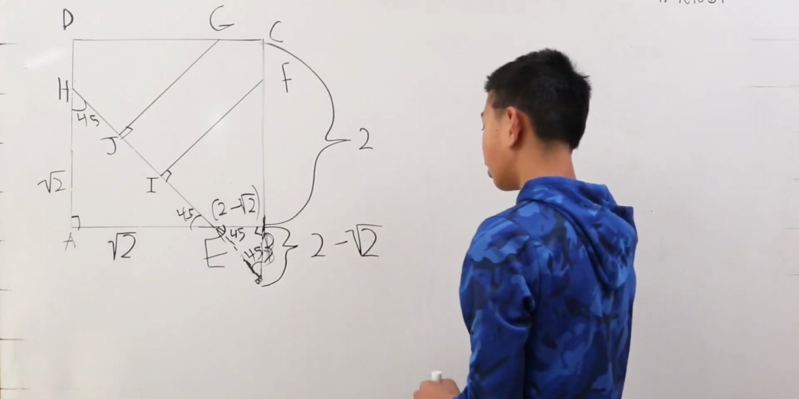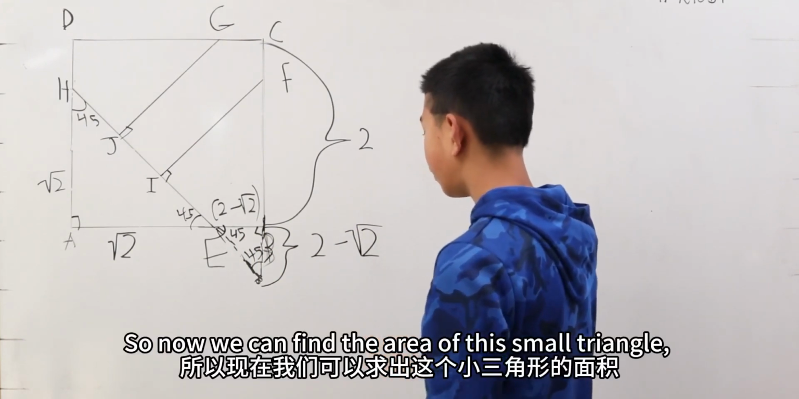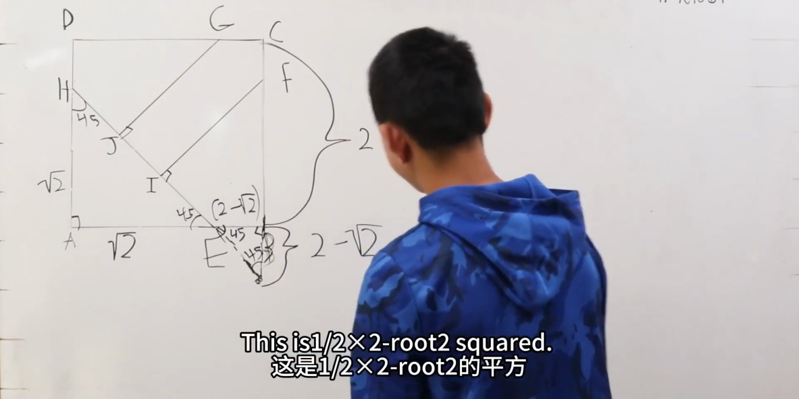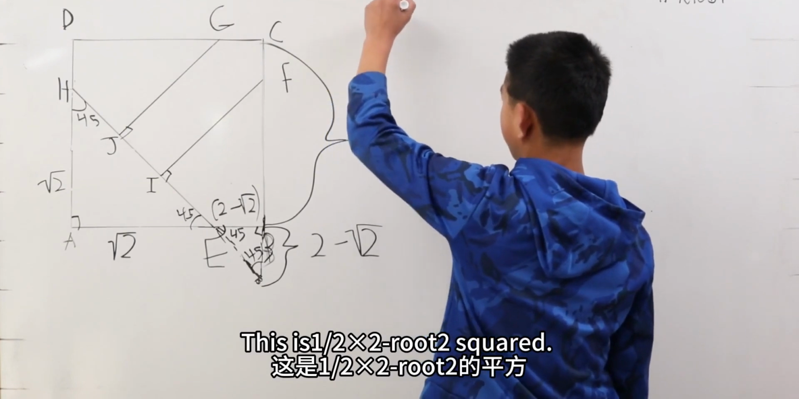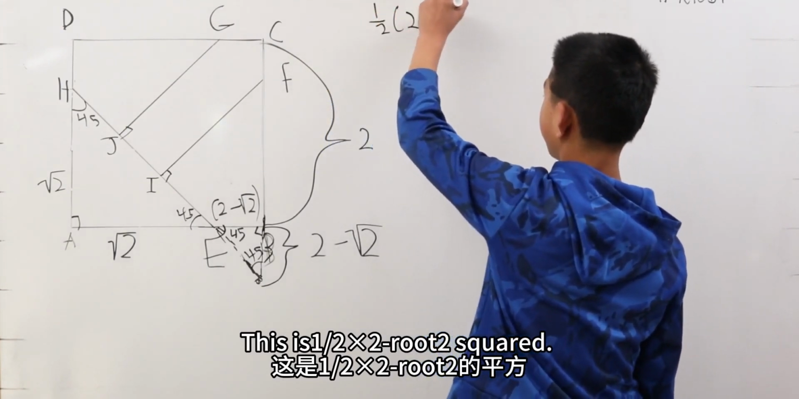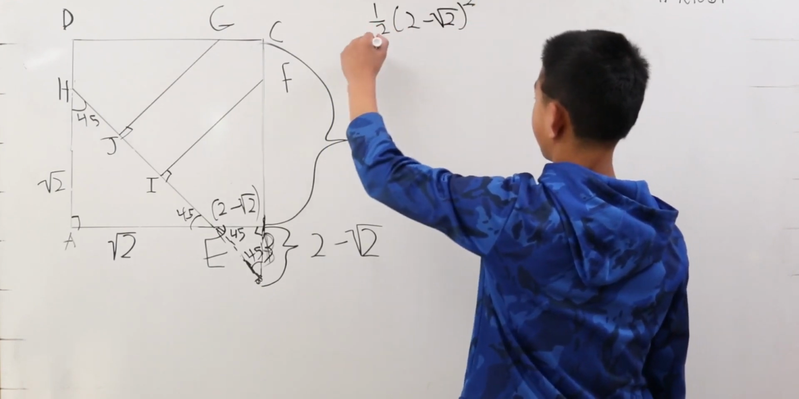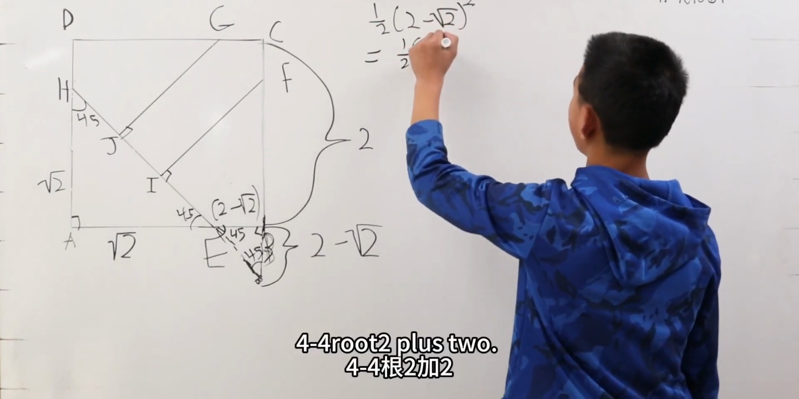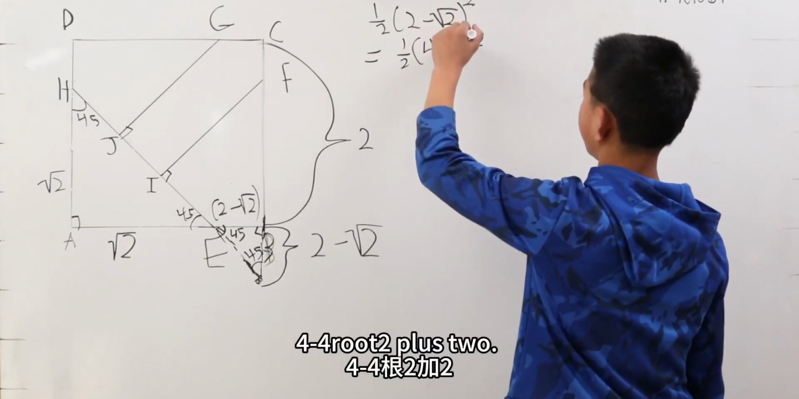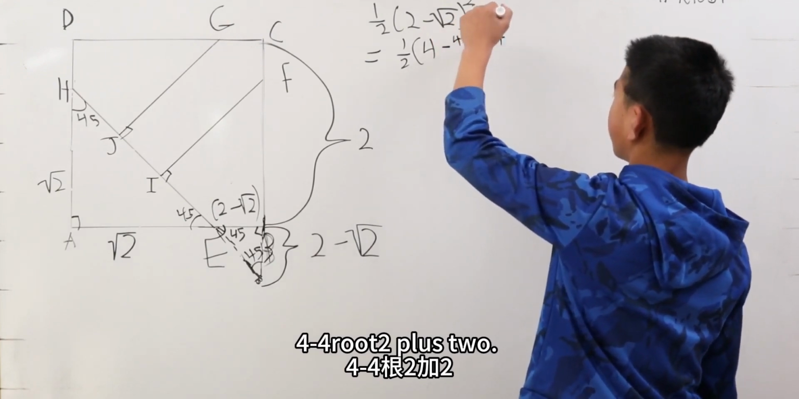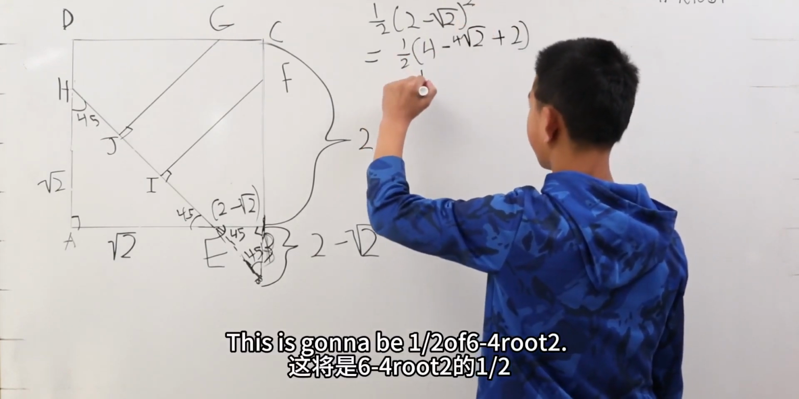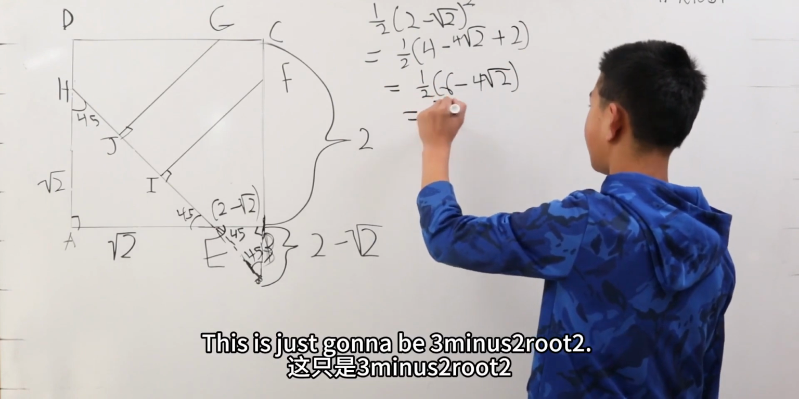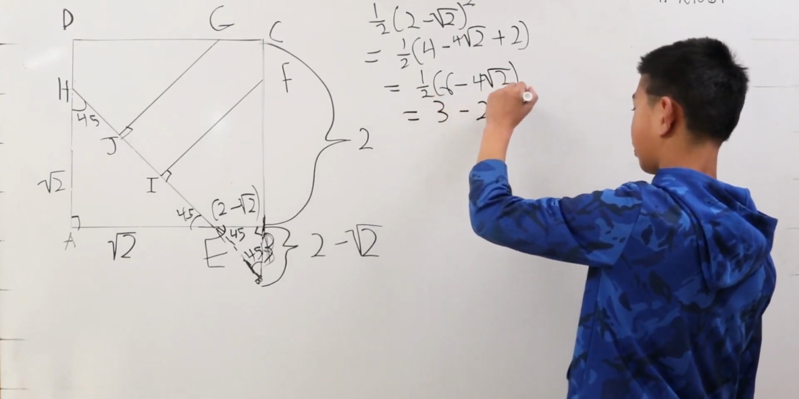Okay. So now we can find the area of this small triangle here. This is 1/2 times (2 minus root 2) squared. This is going to be 1/2 of 4 minus 4 root 2 plus 2. This is going to be 1/2 of 6 minus 4 root 2. And this is just going to be 3 minus 2 root 2.